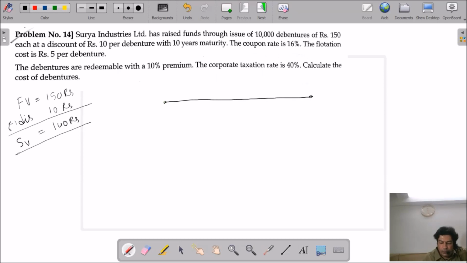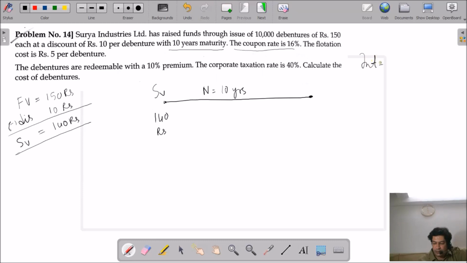So I'm going to do a timeline. What has happened is that 150 rupees is the face value of the debentures. Out of that, 10 rupees I have given them as discount. So I have sold my debentures for 140 rupees. So the sale value of the debenture is 140 rupees, with 10 years of maturity. So the number of years we can write here is 10 years. And the coupon rate is 16%. So the coupon rate means the interest rate.